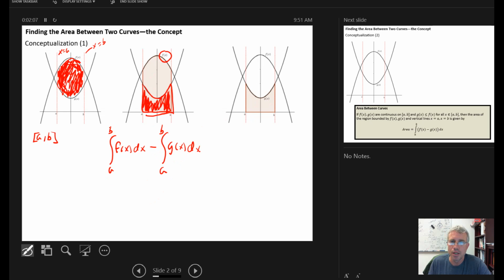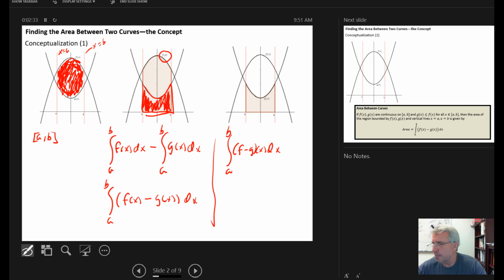And of course, if the bounds of integration are the same and f of x and g of x are both continuous over those bounds, we could rewrite this as a single integral if we wanted to. We could take the function f of x minus g of x dx, which could also be written as the integral from a to b of f minus g, the difference of two functions of x, dx. So that would be one way to think about how to get the area between the two curves, probably the simplest way to think about it.